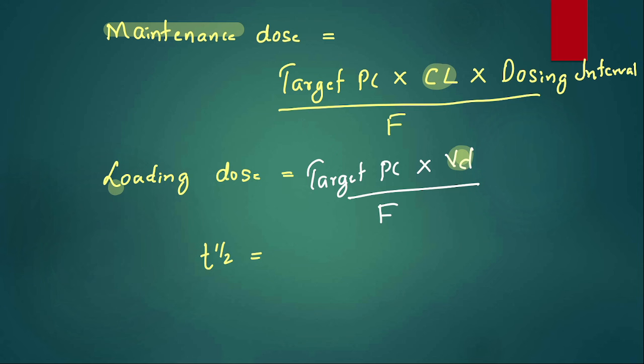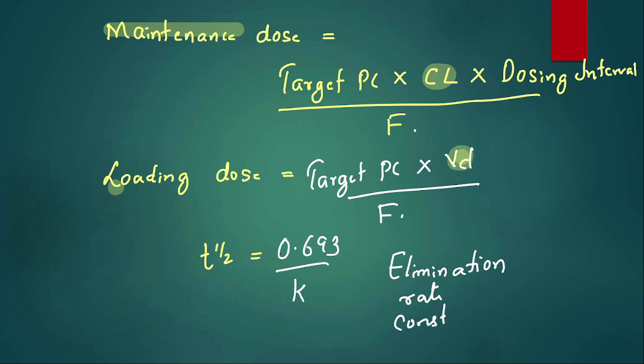Suppose you are giving the drug by IV, the F will not be there because F is bioavailability. In IV, F is equal to 1. Coming to half-life, half-life is given by t half is 0.693 divided by K. K is nothing but the elimination rate constant. So many times in NEET PG, these types of questions appear. That's why I'm going for general pharma questions like that.